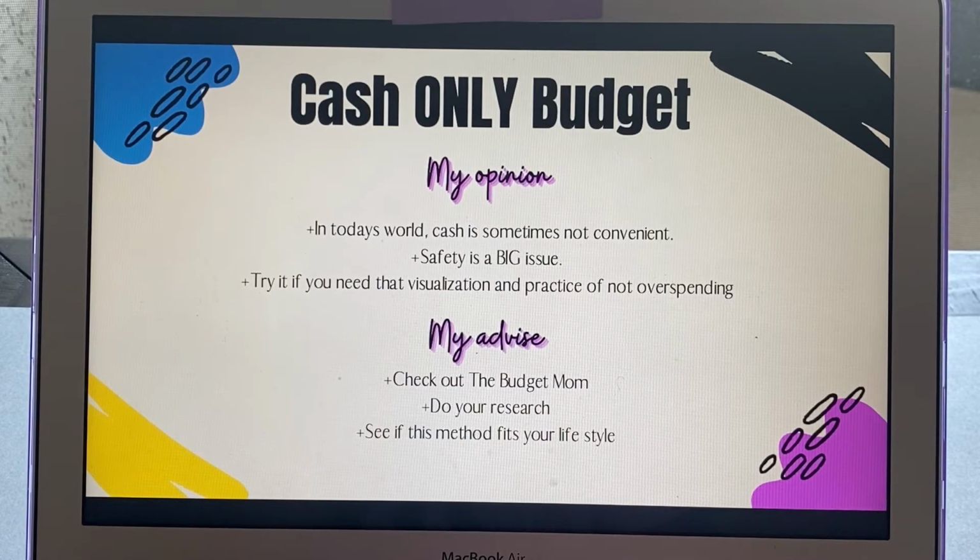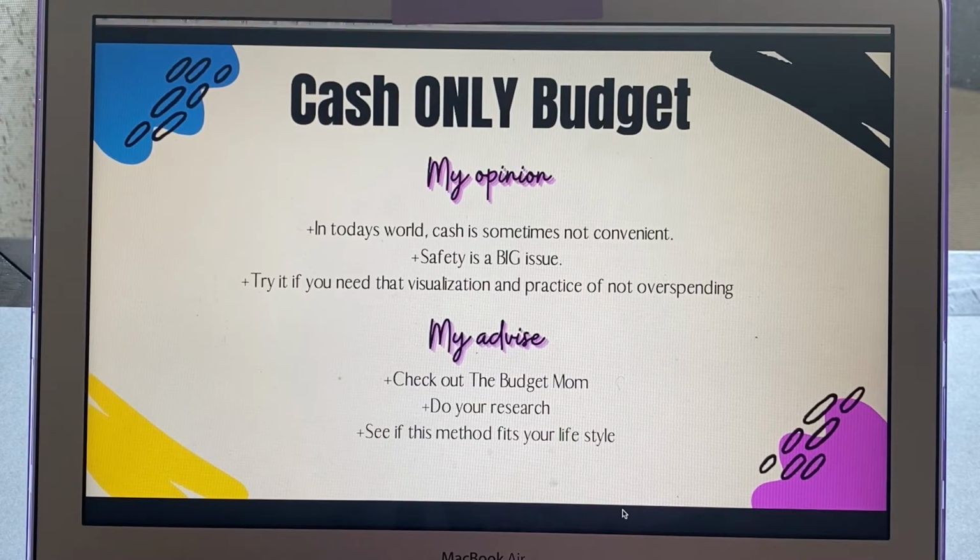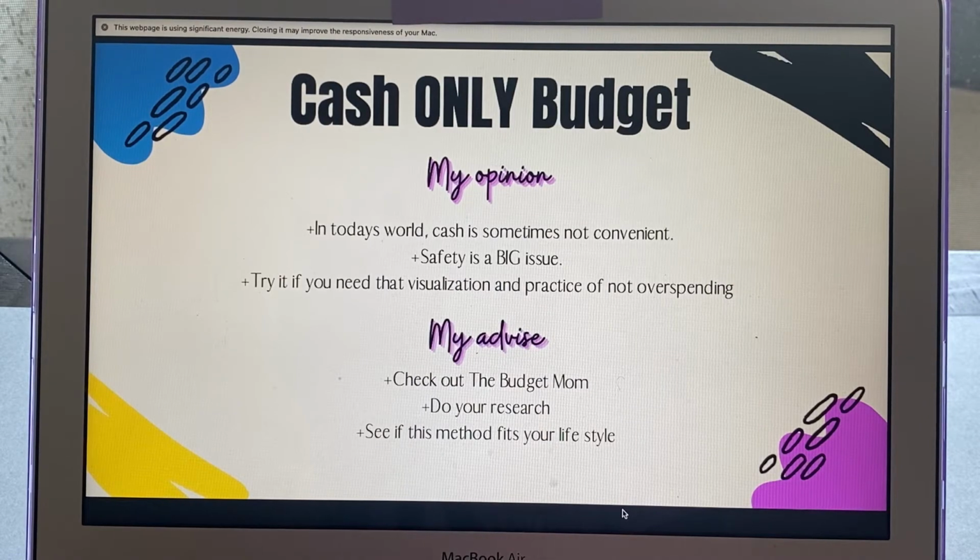My other piece of advice would be do your research. Know what type of lifestyle you live. So if you're on the go and you're a mom or a dad or a student or whatever, it's very important to know what kind of lifestyle you have, because cash might not be convenient for you if you don't really have time to be counting out your cash. So just keep that in mind and check out the type of lifestyle you have, and I think that'll help you decide whether cash only budget is right for you.